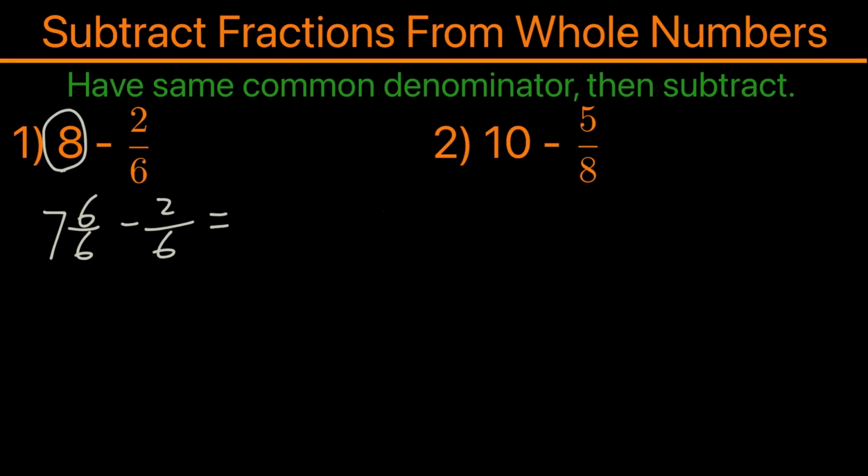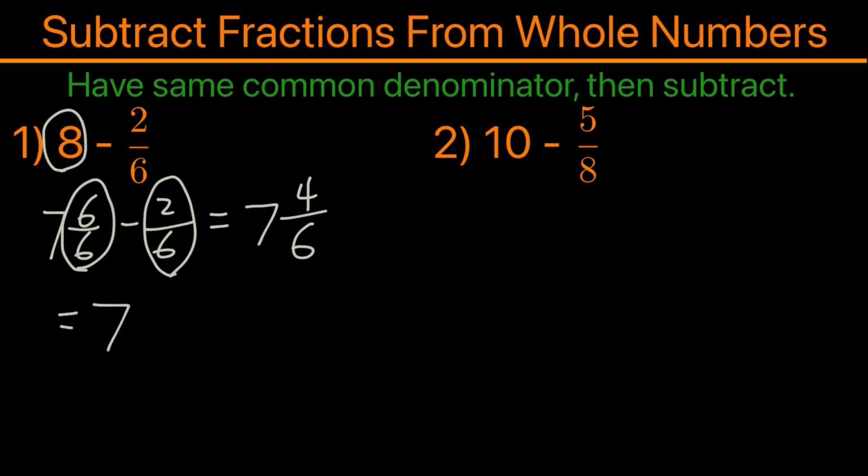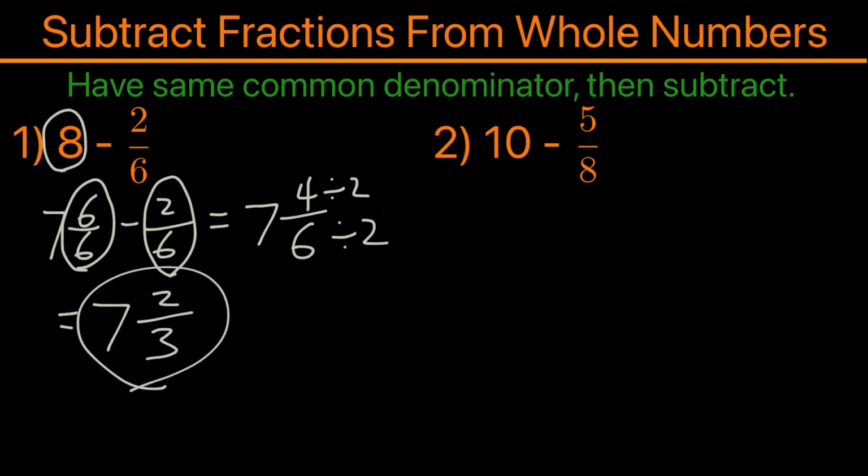In this case, 7 will remain the same. Then we will take 6 over 6 minus 2 over 6, and that will give us 4 over 6. And after simplifying it, we would get 7, and because the numerator and denominator can both divide by 2, that gives us 2 over 3. And that is the same answer as the first method. But as you can see, this method is shorter and faster.